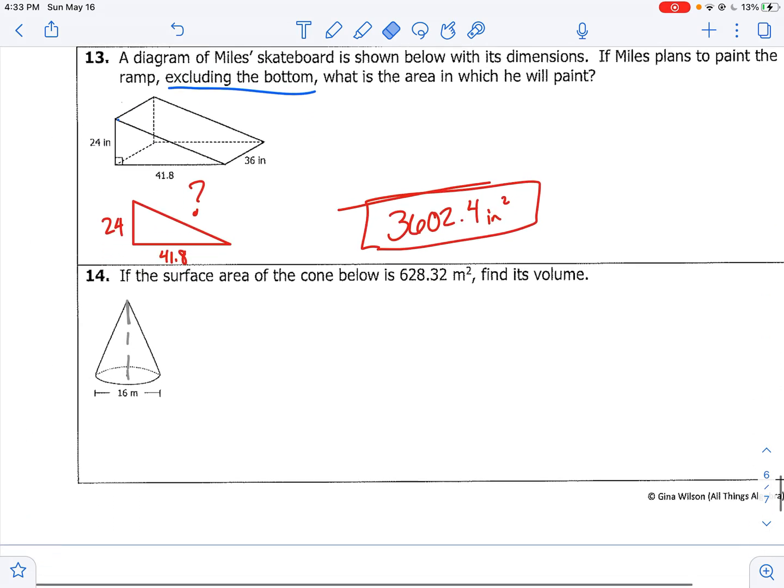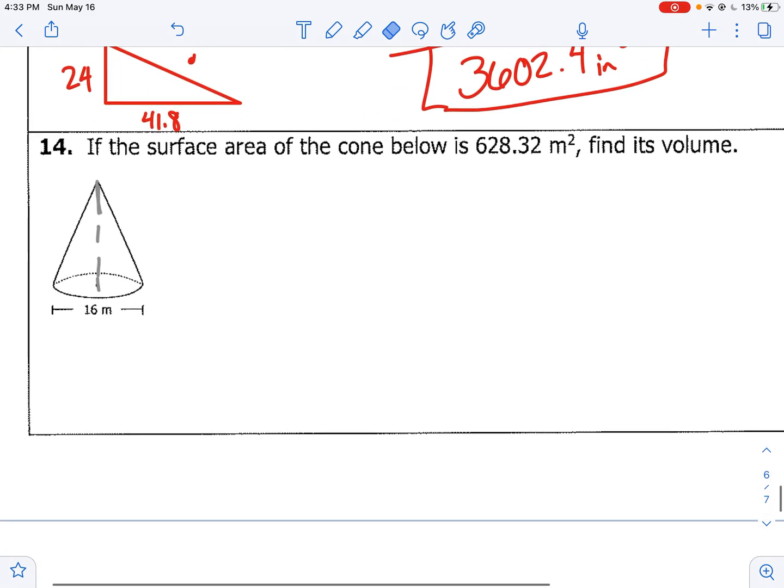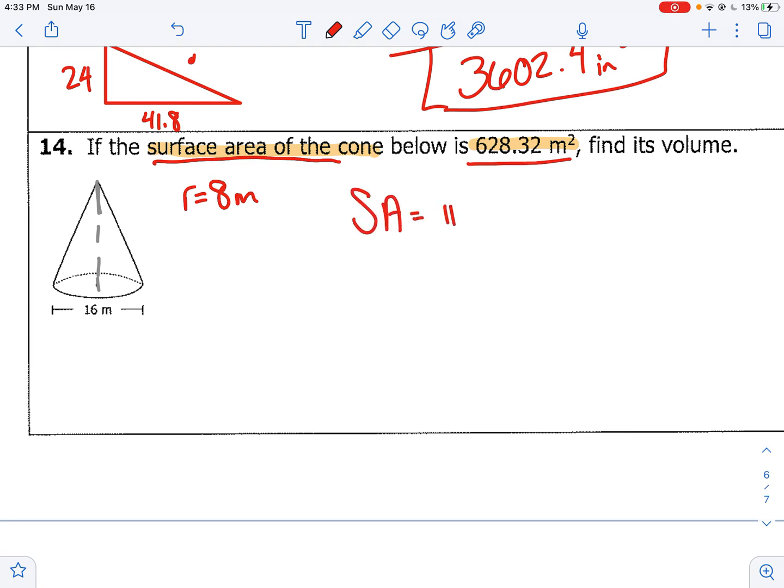One last note, how do I work backwards? Like what if I told you that the surface area of a cone was 628.32 meters squared, or square meters, and I wanted to find the slant height. I already know the radius is 8, that's not too bad. But look at what information you were given. You were given the surface area of a cone. And I know that surface area for a cone is pi r squared plus pi r L. Again, slant height.